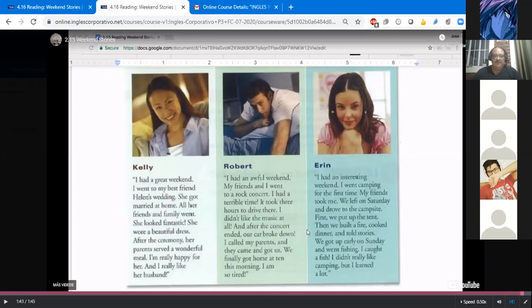Okay. Now we are going to go back. Oh, wait. I'm going to send you this information to your WhatsApp, the chat. Let me see. Okay, here. Now you're going to get it. Okay, now you have a picture of these three weekend stories.